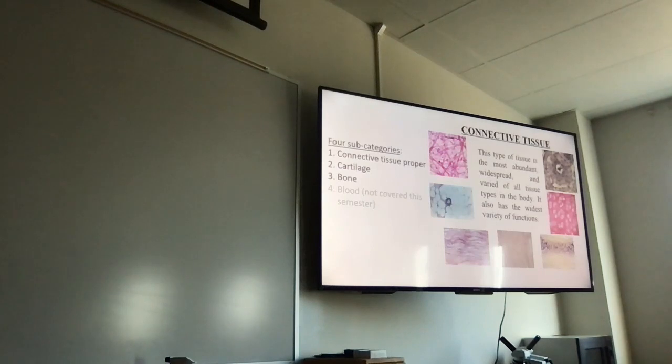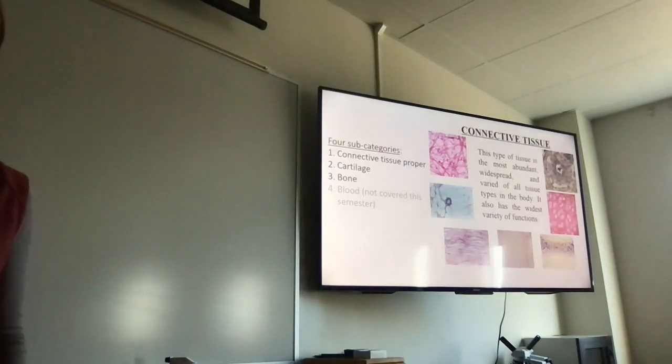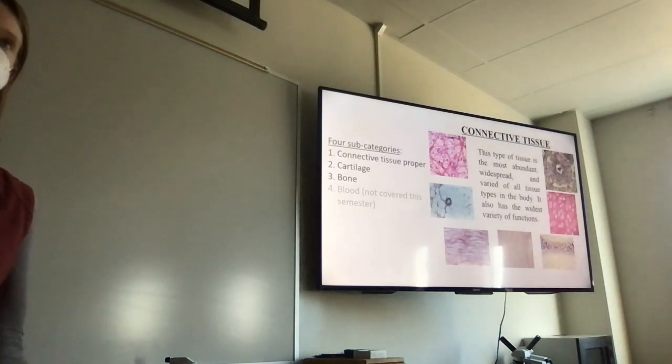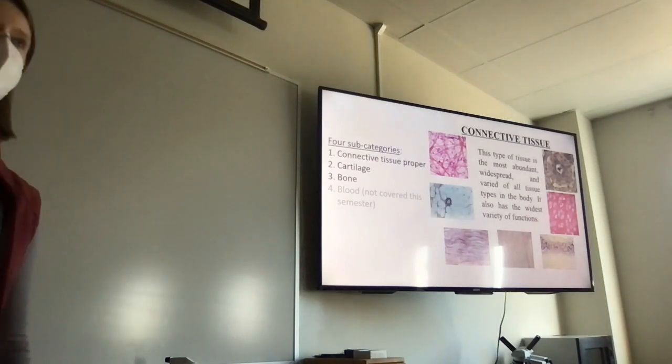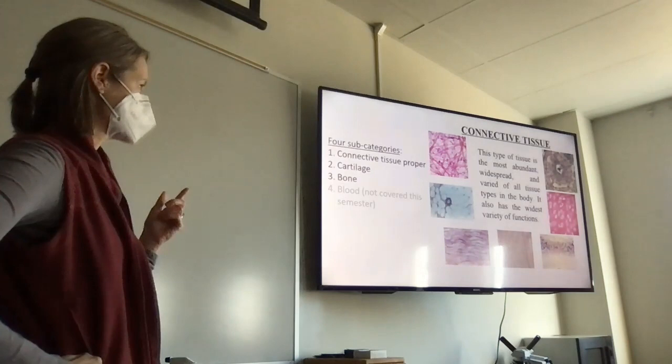There are technically four subcategories, but we're ignoring the fourth one, which is blood, because we don't talk about the circulatory system in AMP1. That's in AMP2, so we're just going to ignore blood. We will talk about these other three.